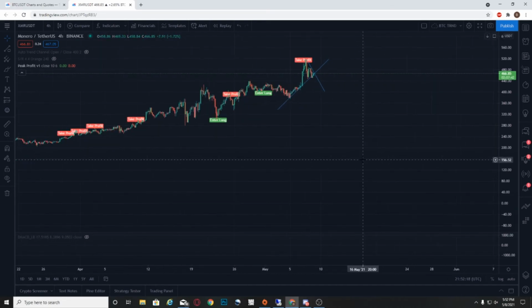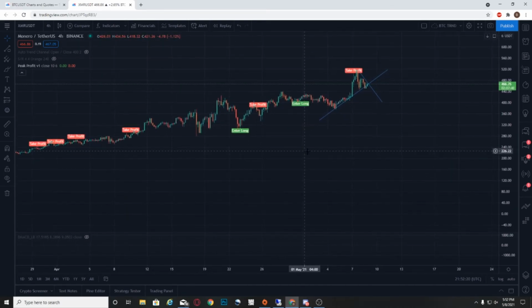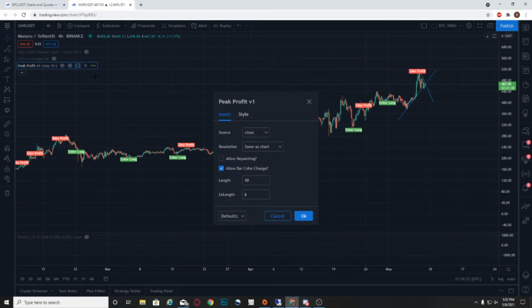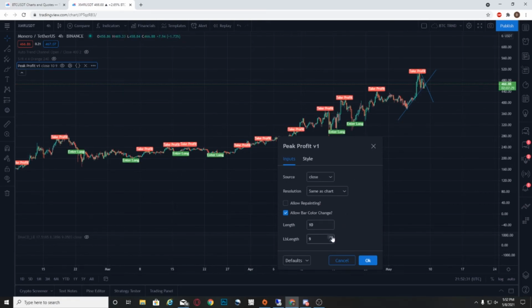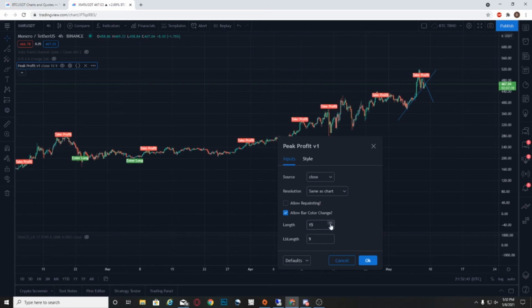See, now we're looking at the 4-hour time frame. We change it a bit. You can see that that's a way longer time between buys. So if we want to raise that up, we want more buys. You generally want the length to be a number higher than the LB length, almost double sometimes. But like I said, it depends on which pair and which time frame you're using.